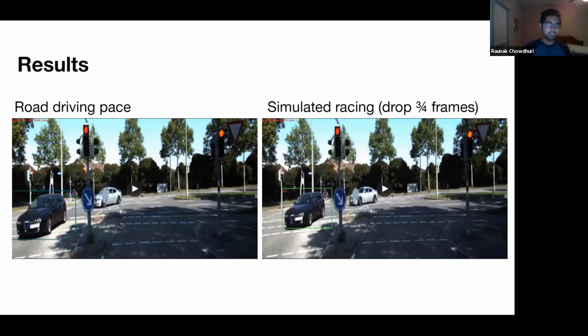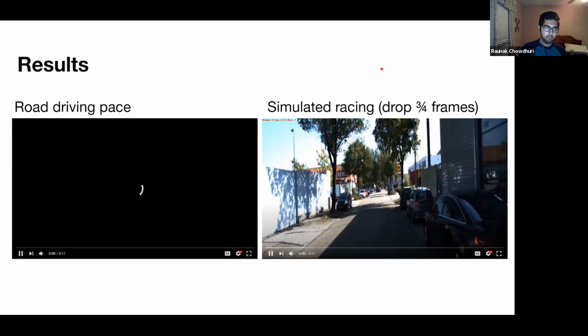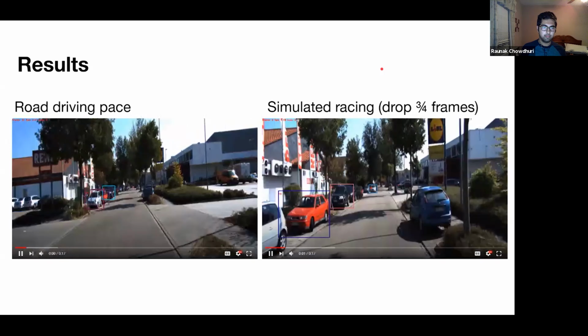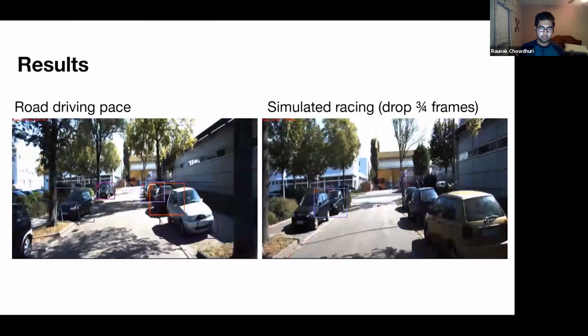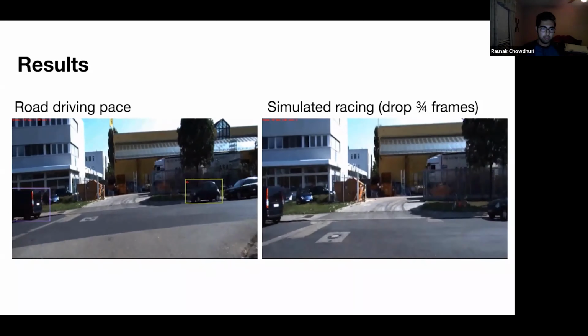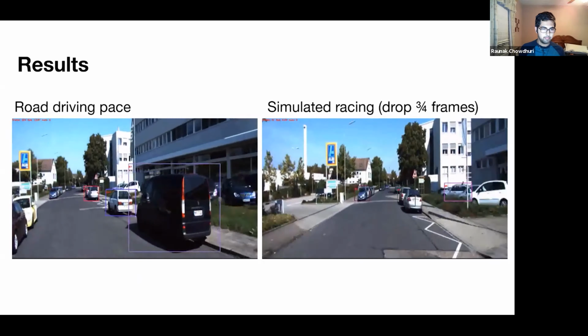So hopefully you'll see that the object detections are similar between the two, but obviously on the left, because we have more frames and more data, the tracking is a little bit better, and probably the object Re-ID is also a little bit better. Okay, I'll play it now. Are you guys able to see that? Yes, sir.